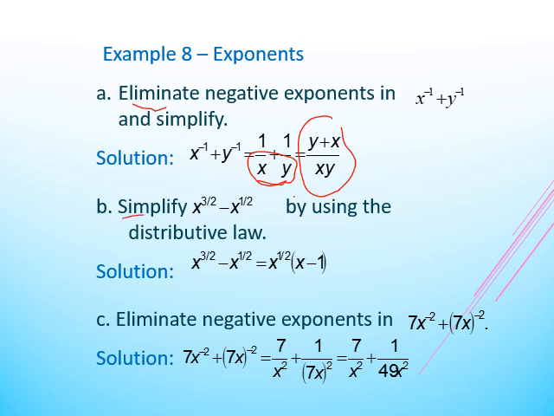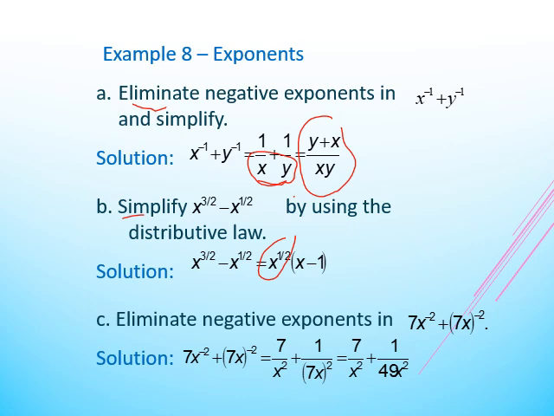Part B, simplify x to the power 3 over 2 minus x to the power 1 over 2. Now we will use the distributive rule to take a common factor here, x to the power 1 over 2. We take the least value in the power.